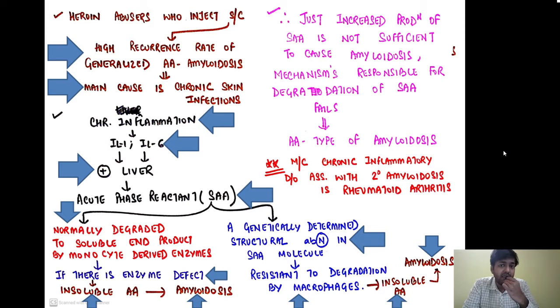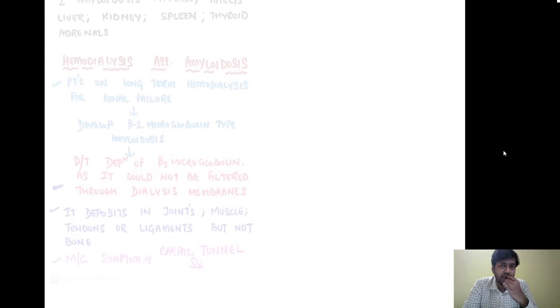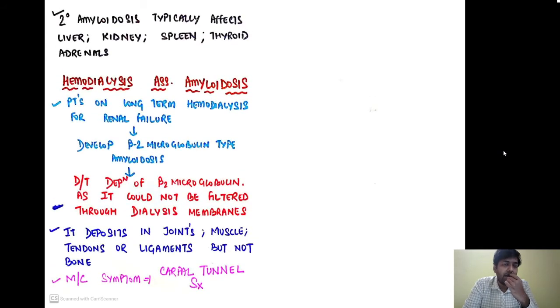Also remember one thing, that the most common chronic inflammatory disorder associated with secondary amyloidosis is rheumatoid arthritis. Now moving ahead, remember that secondary amyloidosis typically affects the liver, kidney, spleen, thyroid and adrenals.